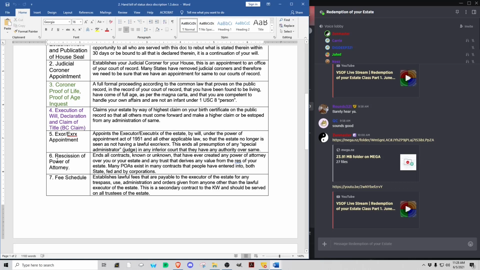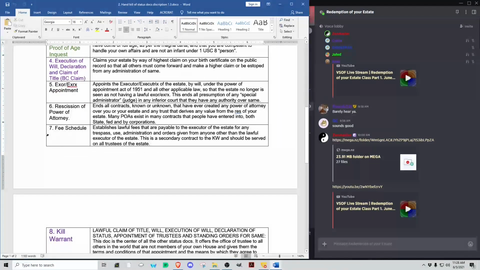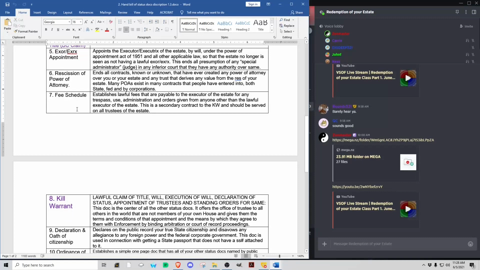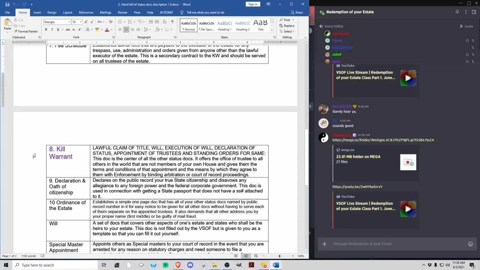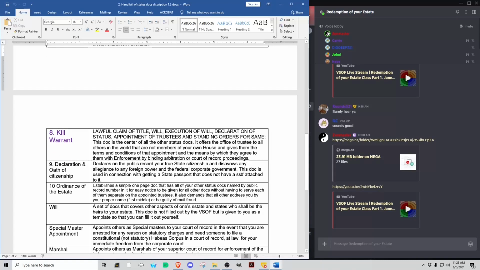And it allows you to rescind all powers of attorney over the estate and over you. And it allows you to establish a fee schedule, which is basically all the fees that you can now charge anyone who administers your estate. And it allows you to put lawful claim of title on your estate and declaration of status and appoint trustees of your estate, which is what the kill warrant does, which is what this very long-winded document is.